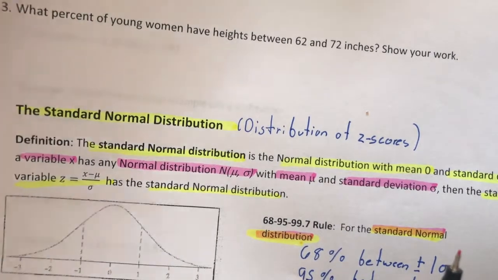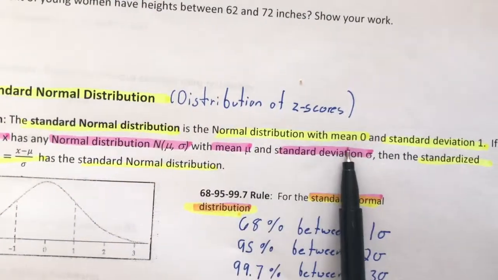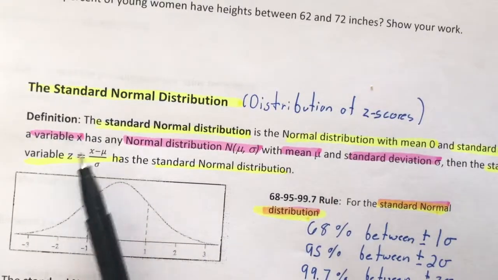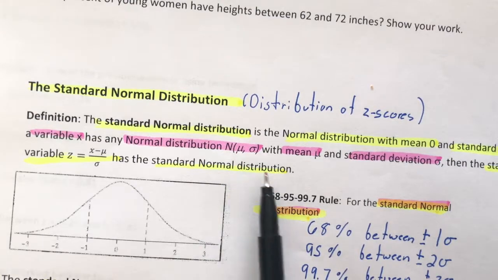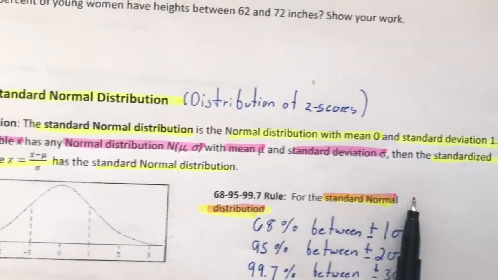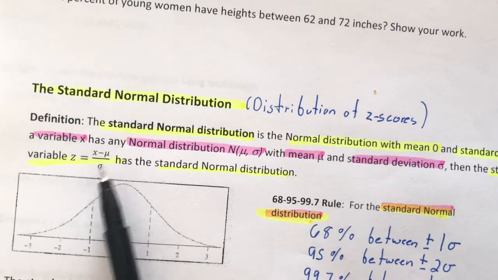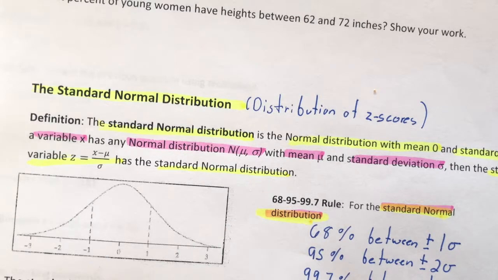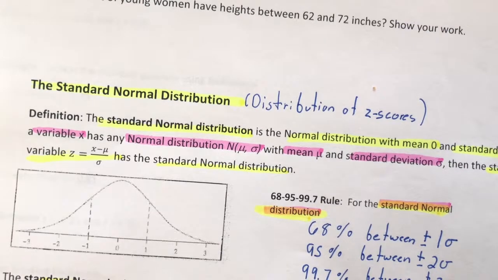The standard normal distribution is a normal distribution with a mean of 0 and a standard deviation of 1. If a variable x has any normal distribution with a mean of mu and a standard deviation of sigma, then the standardized variable z, where we calculate our z-score, has a standard normal distribution. The standard normal distribution will also follow the 68, 95, and 99.7 rule.